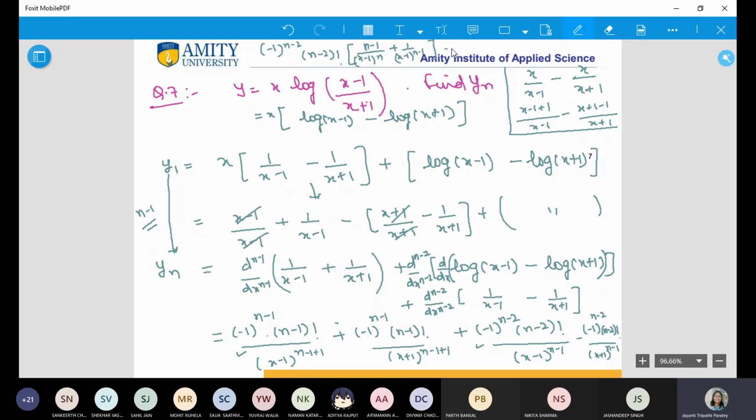Plus do it for the second part. Now this simplification I am leaving for you. I want you to solve and give me the final output. Please solve. Please simplify and give me the final output.